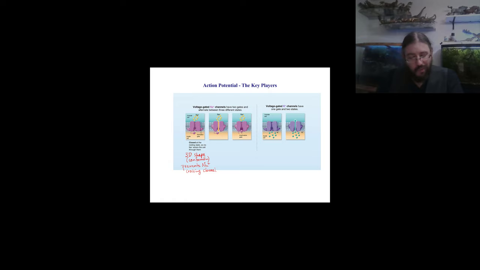State two, the voltage-gated sodium channel hits a certain voltage, amazingly enough, and it opens, right? So voltage-gated essentially just means it opens at a specific membrane potential, a specific voltage. Right? So specifically here, when the difference in charge across the membrane is negative 55 millivolts, these open. So the term depolarization here is important.